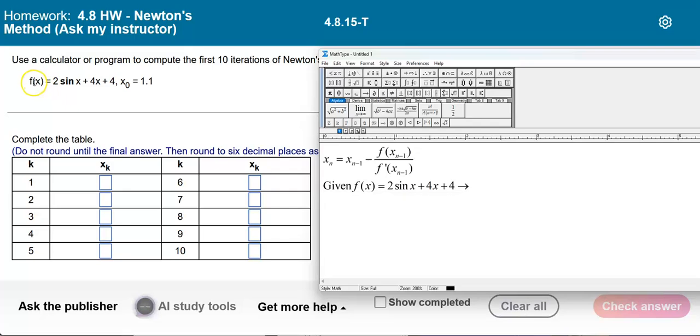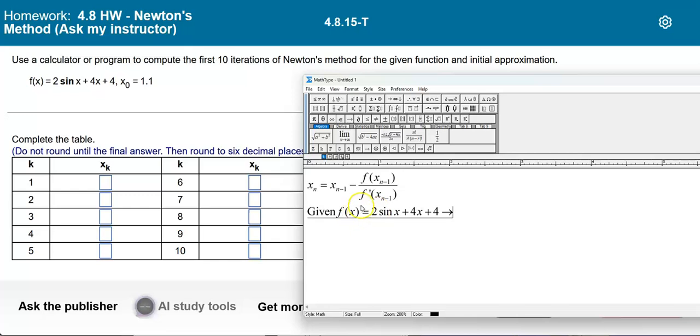So we are given this function. Now, to use Newton's method, we have to come up with an expression for x sub n. According to this formula, I have to find the derivative f prime. So f prime of x: the derivative of sine is cosine, the derivative of 4x is just 4, and the derivative of 4 is just 0 because it is a constant. Now I can go ahead and write the expression for x sub n based on the f prime that I just got.